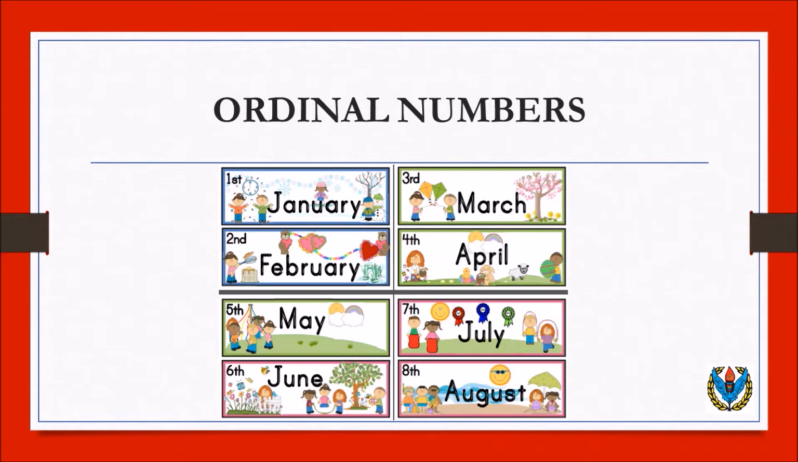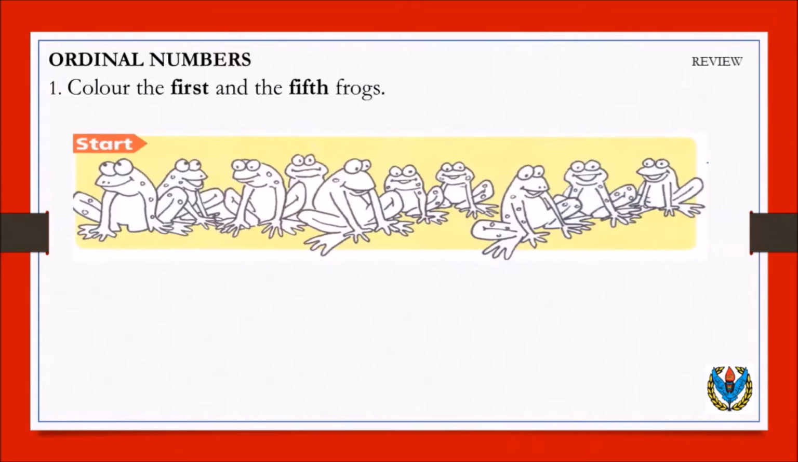Let's start question number 1. The question is, color the first and the fifth frogs. You can see start written in the red arrow. On which side is it written? You have to tell me. Yes, you are correct. It is on the left side. So we will start counting from the left side.